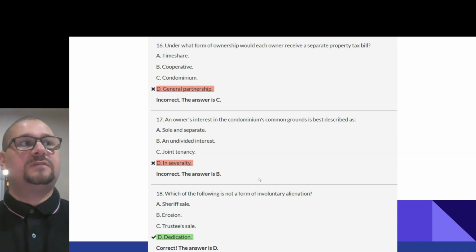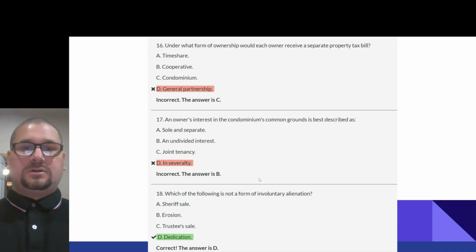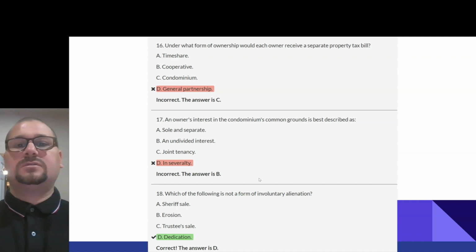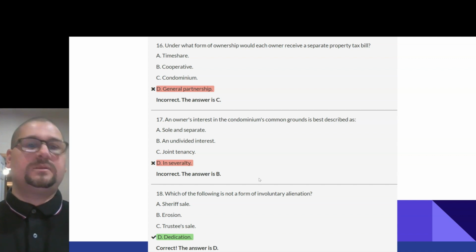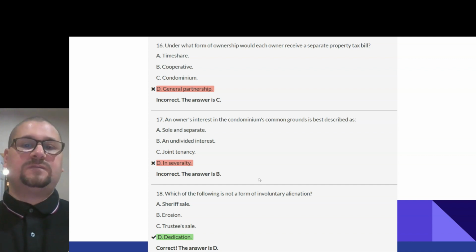Condominiums are very, very different, and that's where you would get separate tax bills, because each owner owns a separate interest in the property. An owner's interest in the condominium's common grounds is best described as what? Bravo, an undivided interest. So when we talk about condominium, it's an undivided interest. If you have four owners, all four are going to receive a separate property tax bill.